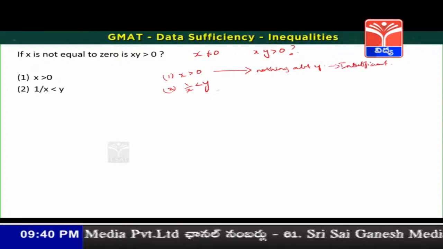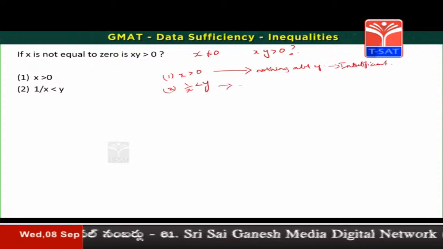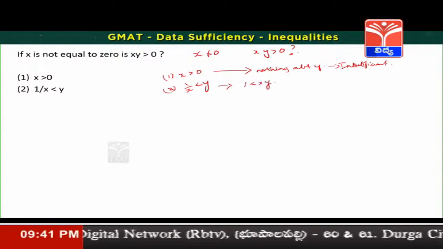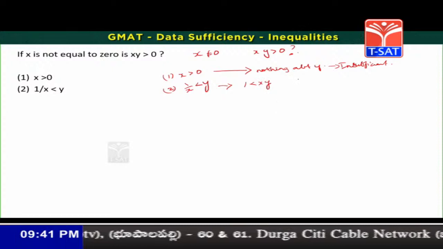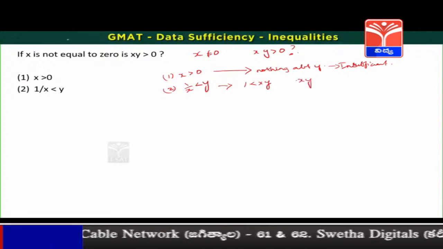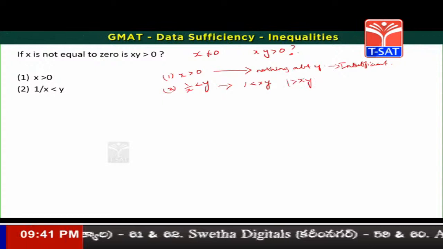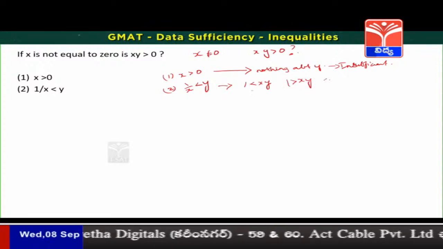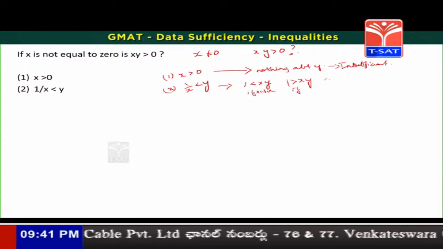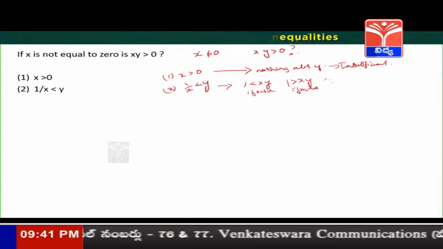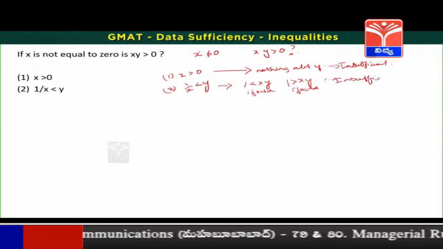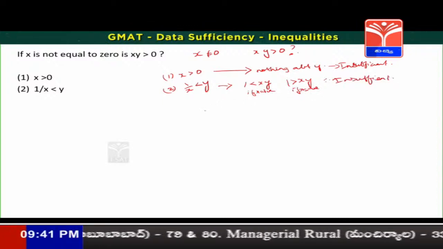Now, if 1 by x is less than y, if x is positive, then you can multiply both sides and the inequality remains the same. So, xy will be greater than 1. But if x is negative and you are multiplying both sides by x, the inequality sign will change and xy will be less than 1. So, therefore, it depends on whether x is positive or negative. Again, this is insufficient to answer the given question.